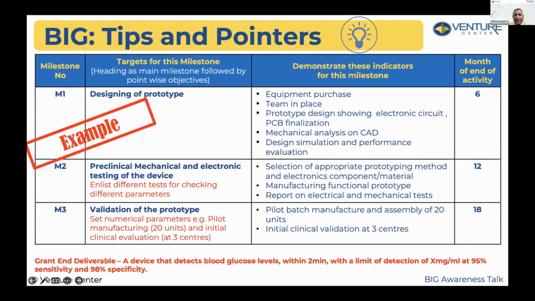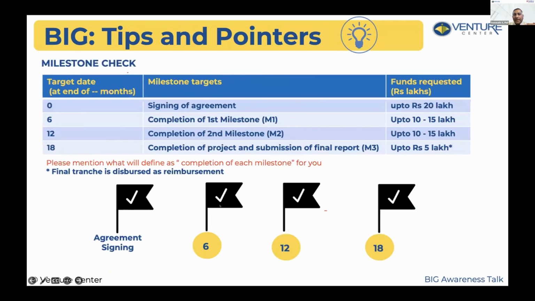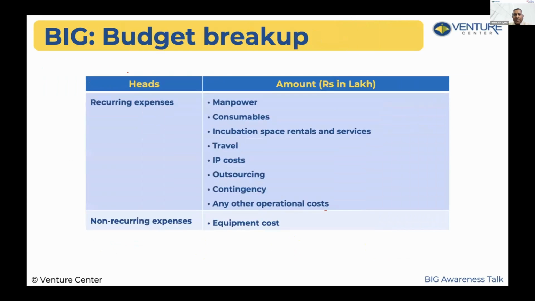Final slides. This is the kind of slide you will make for milestone charts. I just want to point out there's a milestone number, there are targets and indicators to achieve by that milestone, when it will be done, and so on and so forth, right? There are these milestone checks. The amount of money that comes up at each stage may roughly look like this. This time they have increased the first one to up to 20. So that's good for people who might be setting up some equipment or some facility in some way.